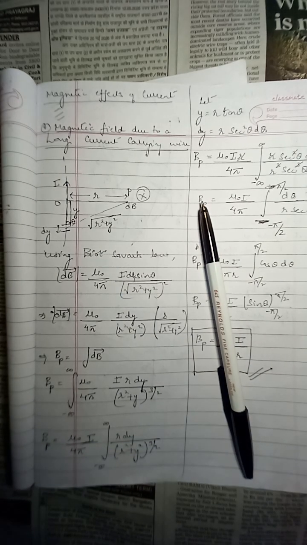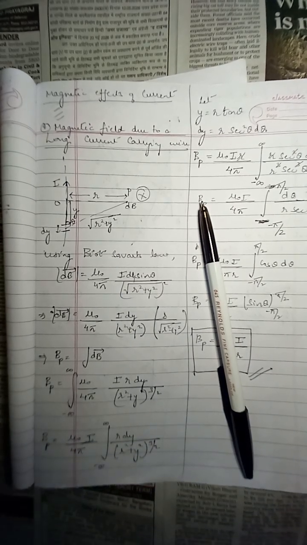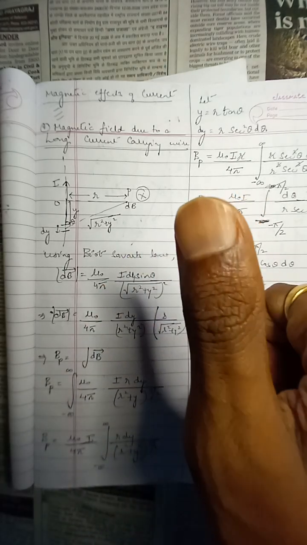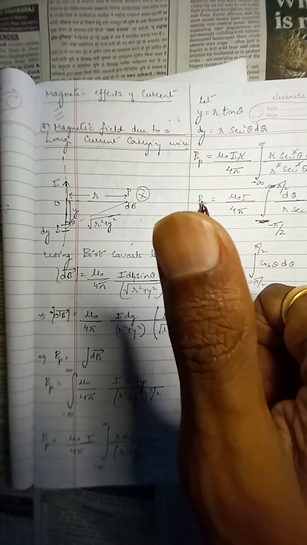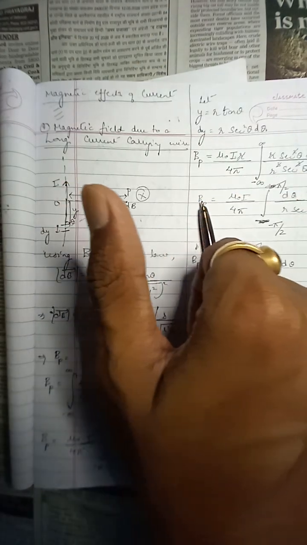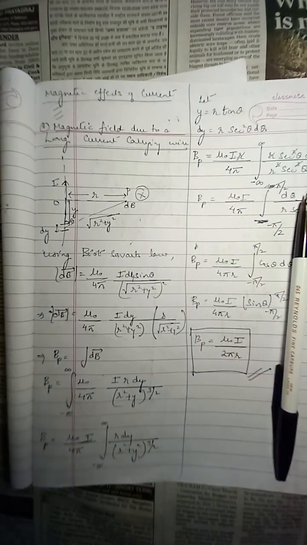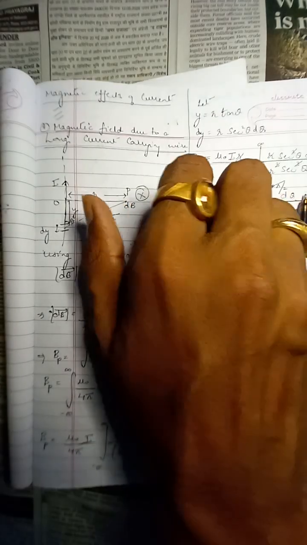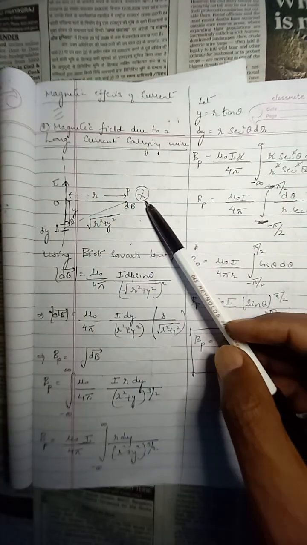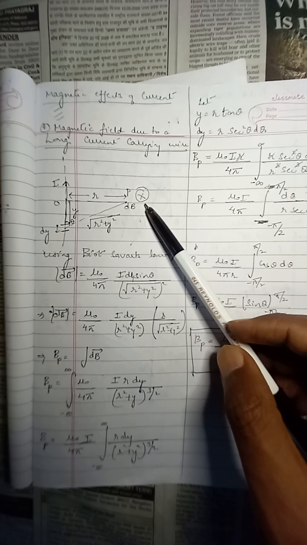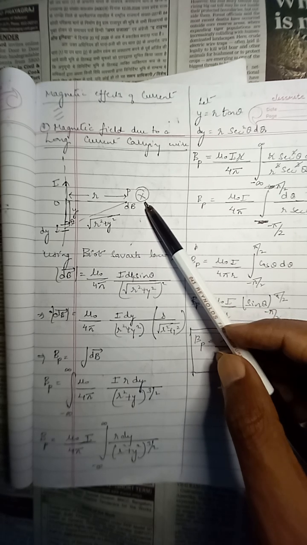First of all, we need to determine the direction of the magnetic field. For that we use the right hand thumb rule. We have to place our thumb in the direction of current, and we have to twist our fingers. If the fingers are going inside the paper, that is, the magnetic field is away from you, that is inside the paper, we put a cross here.